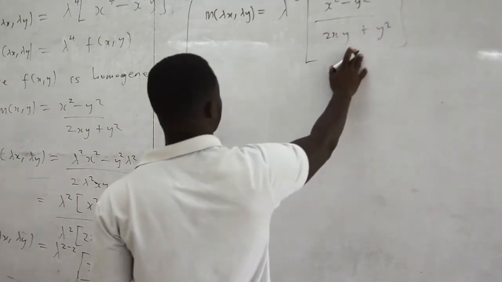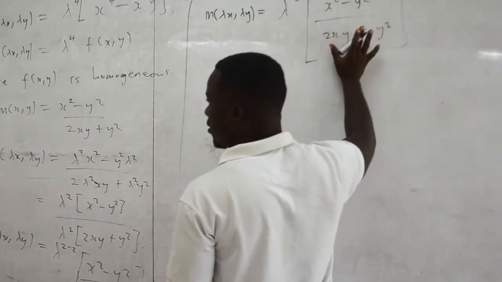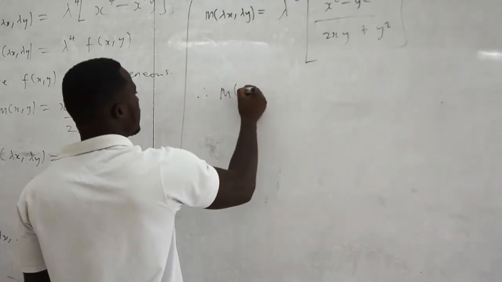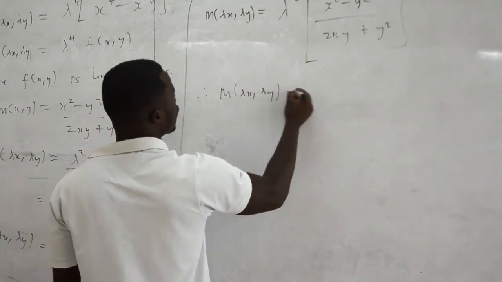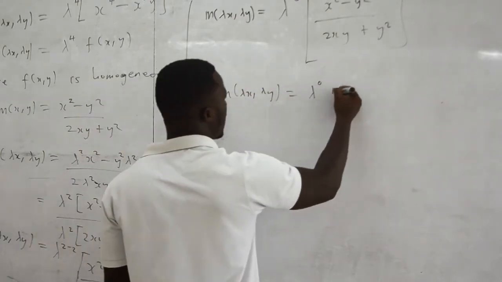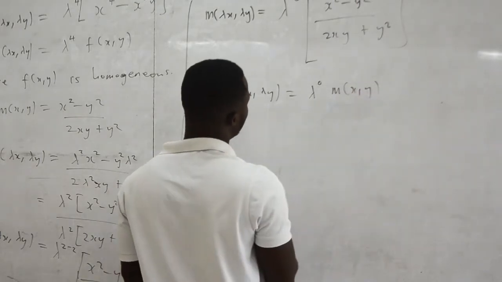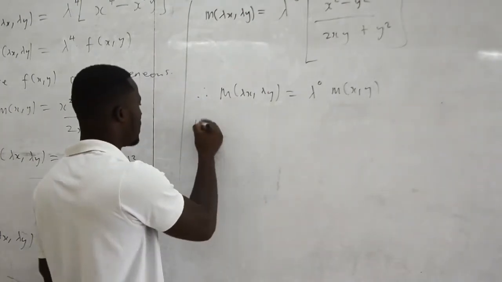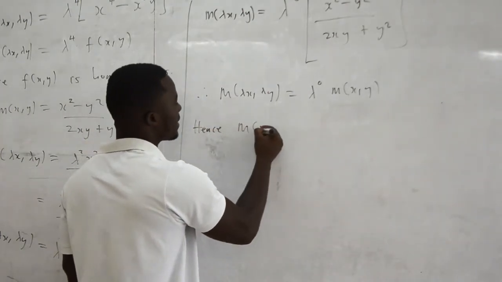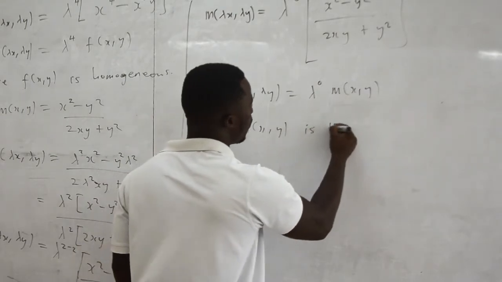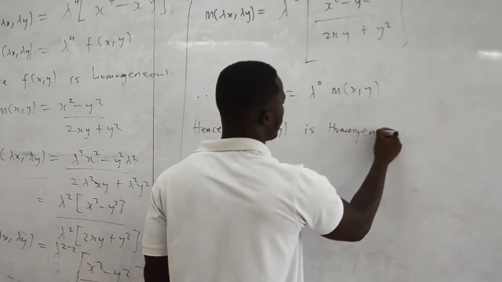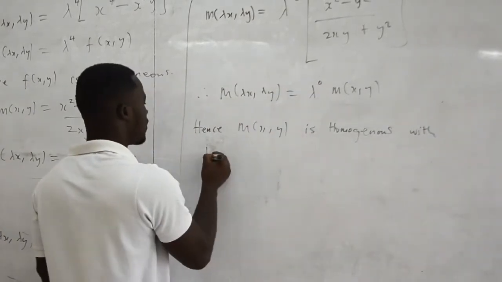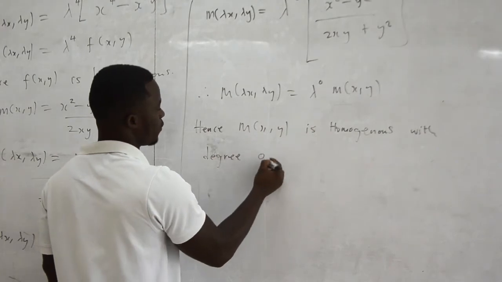So you can see that this side resembles the function, that's my m of x, y. Therefore I'll have my m of lambda x, lambda y equal to lambda to the power of 0 times m of x, y. So you can see that this one too is a homogeneous function with a degree of 0. Hence m of x, y is a homogeneous function with degree of 0.